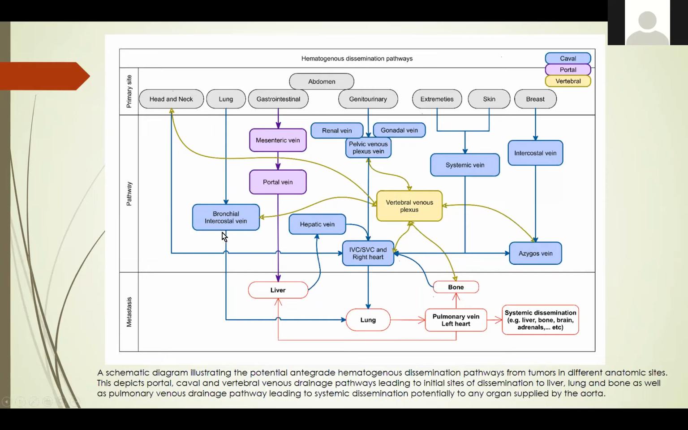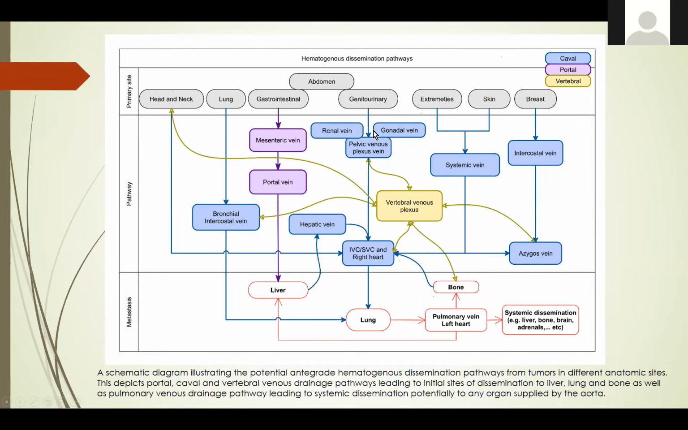The lung, bronchial and intercostal veins, if it drains through that, it reaches the lung again. But if the lung cancer drains via the pulmonary vein, if it's a primary tumor or lung metastasis, they result in systemic dissemination. Whereas GI cancers, most of them go to the liver first, and then they go to the hepatic vein and then go to the lungs. And from there, they reach systemic dissemination.